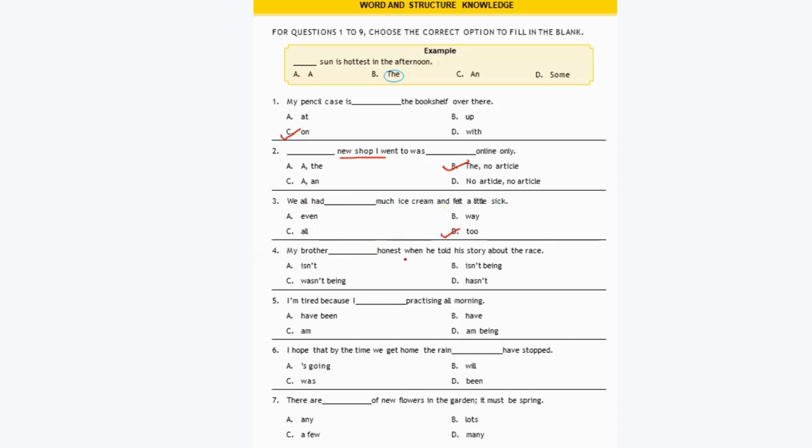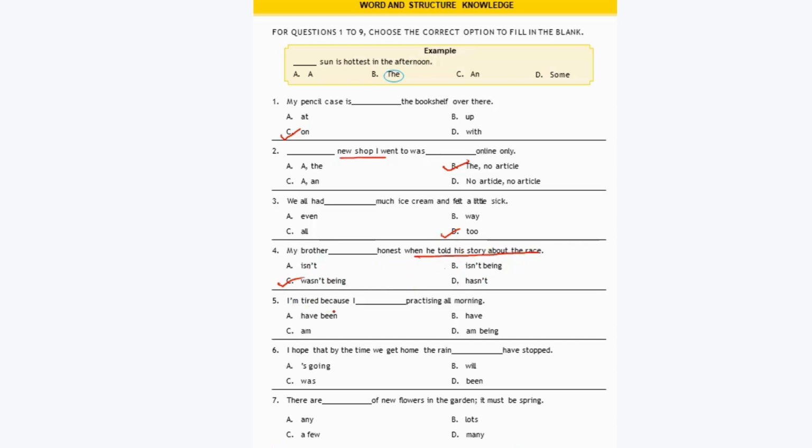"My brother dash honest when he told his story about the race." Here it is about the past tense, so you need the auxiliary in the past tense. Isn't, being, hasn't are all in the present tense. So we need option C: my brother wasn't being honest when he told his story about the race.